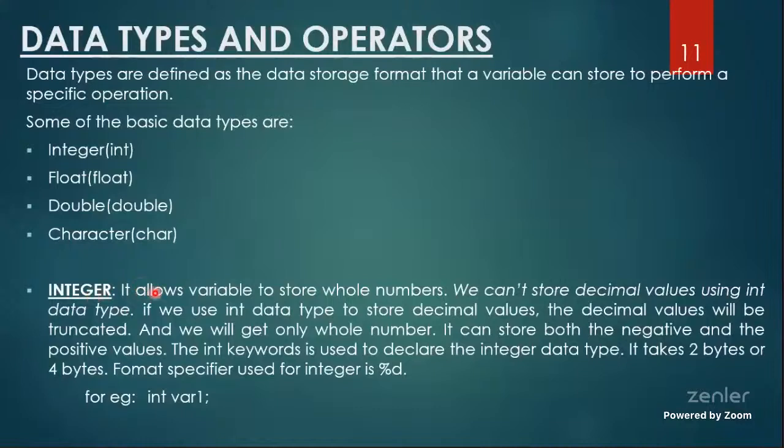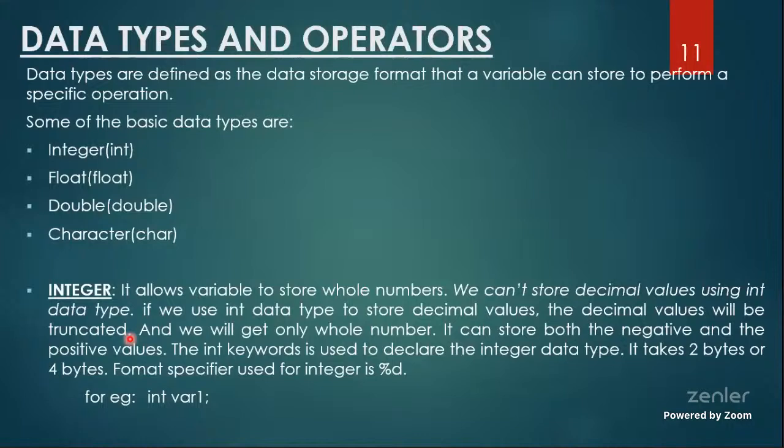Okay. So integer, it allows a variable to store whole numbers. We can't store decimal values using the int data type. For example, if you're trying to store 10.5 in a variable of data type int, it is not possible to store. Because we have some other data type to store such values, isn't it? After that, if you use the int data type to store decimal values, the decimal values will be truncated.